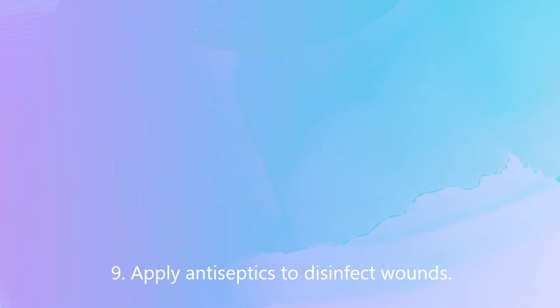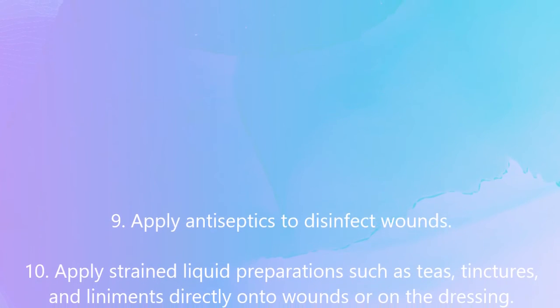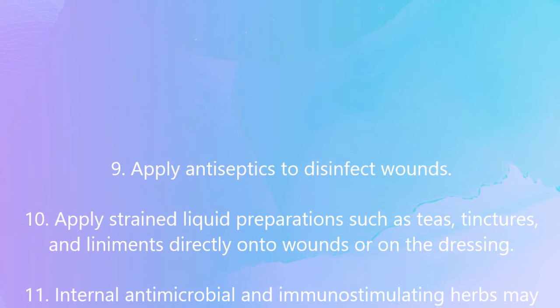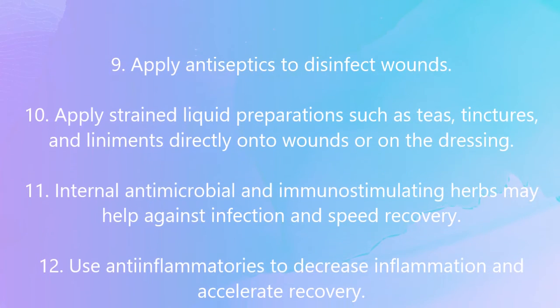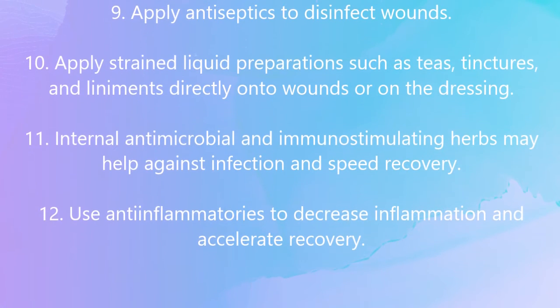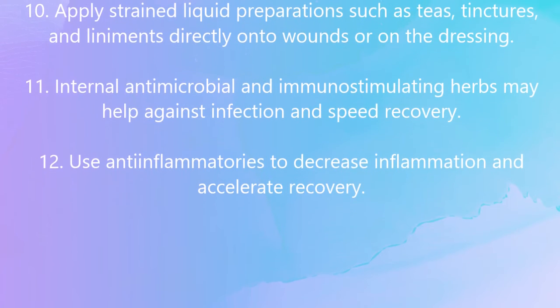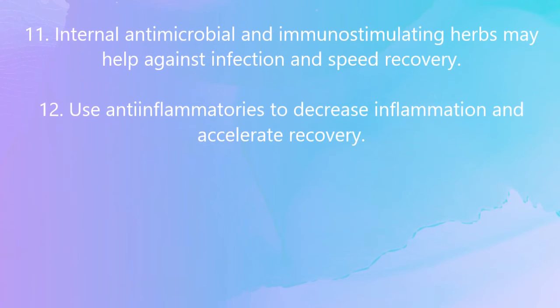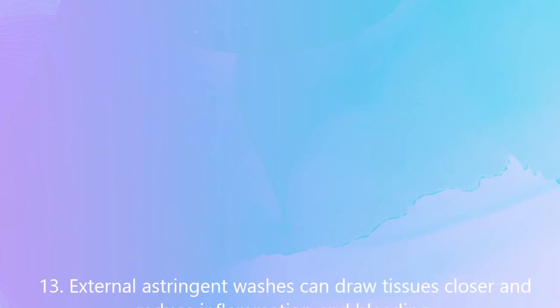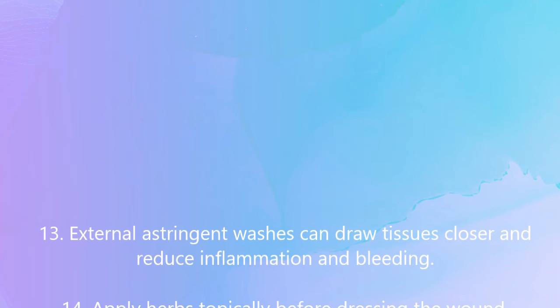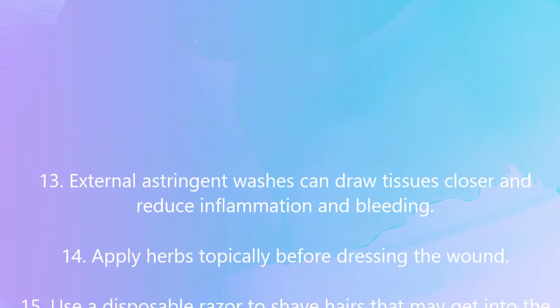Apply antiseptics to disinfect wounds. Apply strained liquid preparations such as teas, tinctures, and liniments directly onto wounds or on the dressing. Internal antimicrobial and immunostimulating herbs may help against infection and speed recovery. Use anti-inflammatories to decrease inflammation and accelerate recovery. External astringent washes can draw tissues closer and reduce inflammation and bleeding.